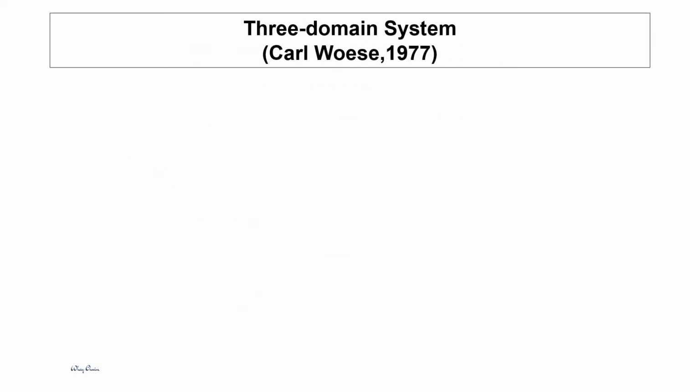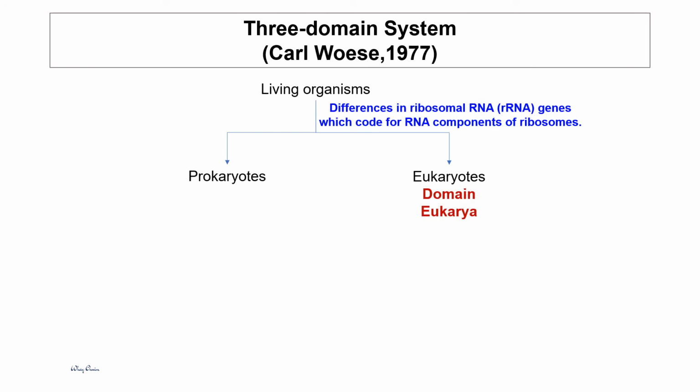The 3-domain system was proposed by Carl Woese in 1977, who classified living organisms based on the difference in ribosomal RNA genes, or rRNA genes, which code for RNA components of the organelle's ribosomes. And based on this difference in the ribosomes, we can divide the living things into prokaryotes and eukaryotes.